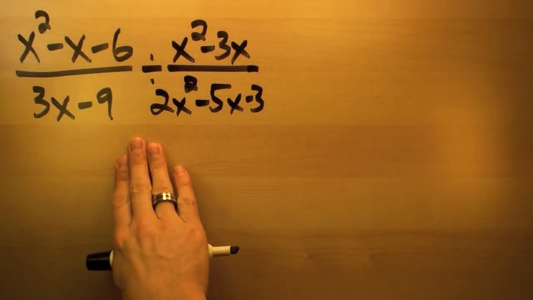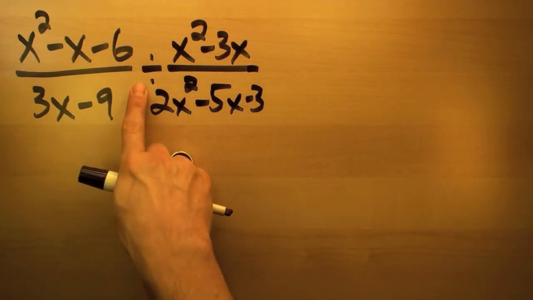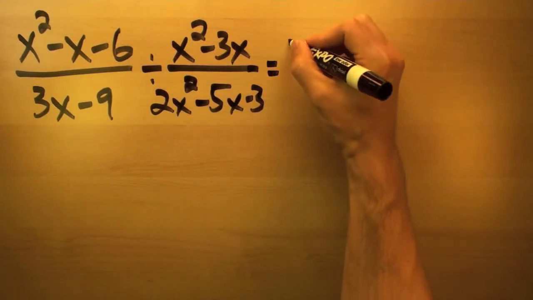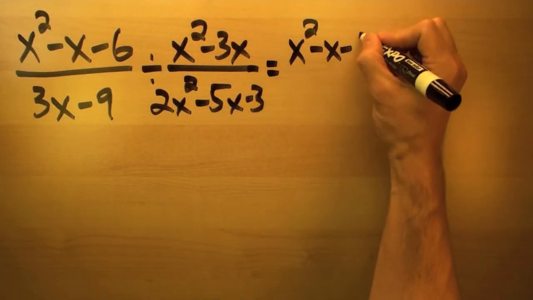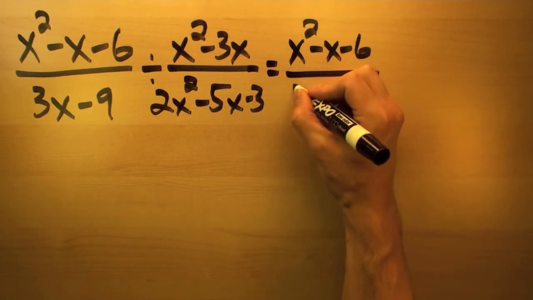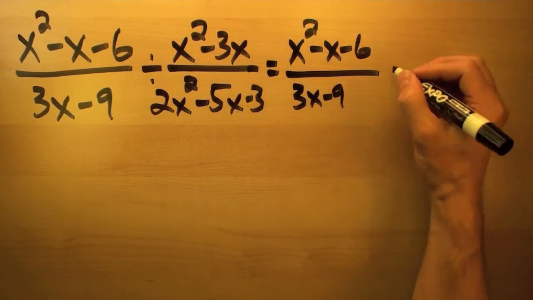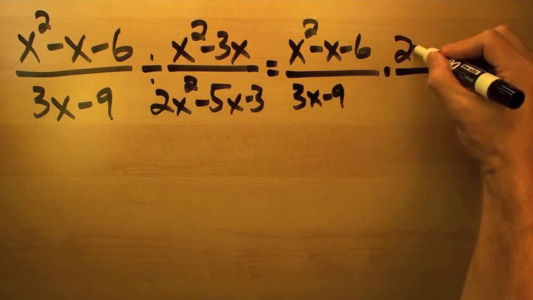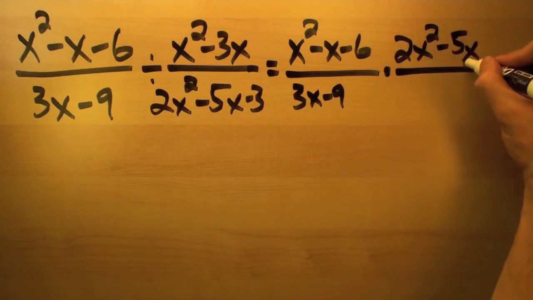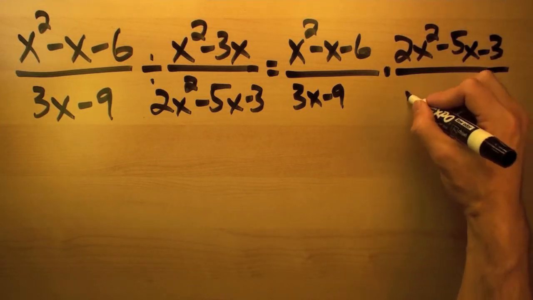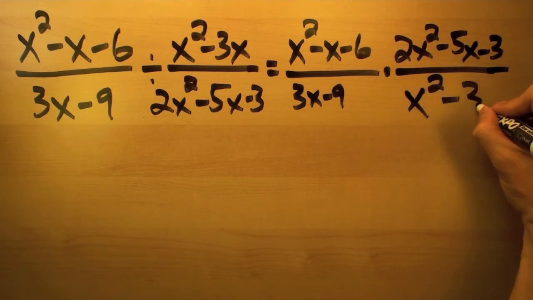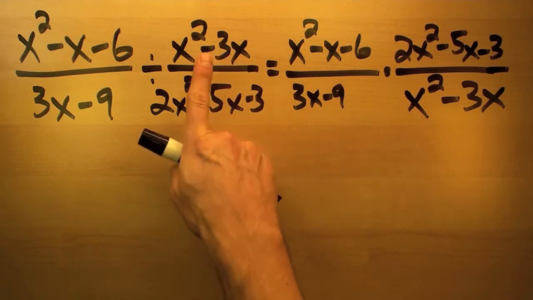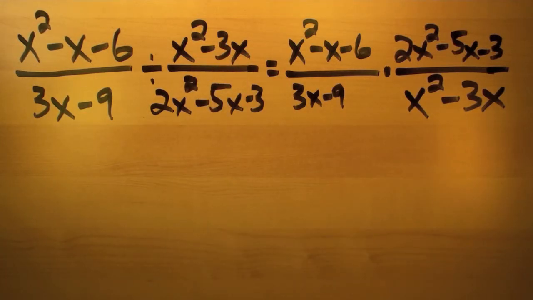So if we start with this division problem, then the first thing we do is change the operation to multiplication and flip the second fraction. This would give us x squared minus x minus 6 over 3x minus 9 times 2x squared minus 5x minus 3 over x squared minus 3x. So we took what was in the denominator here, moved it to the numerator, took what was in the numerator, moved it to the denominator.